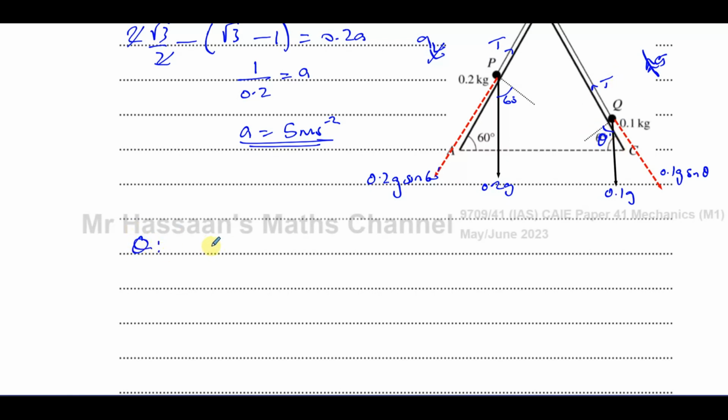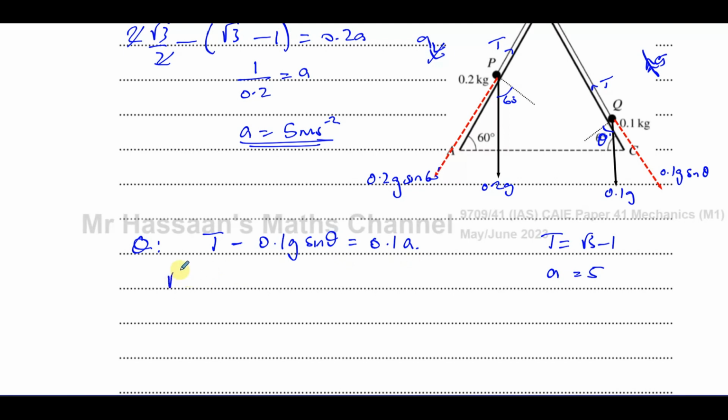I can say that Q is going up, so T minus 0.1 g times sine of theta is equal to the mass of Q, which is 0.1, times its acceleration. So now I know that tension is equal to root 3 minus 1. I know the acceleration is equal to 5. So I have everything I need to find the angle.